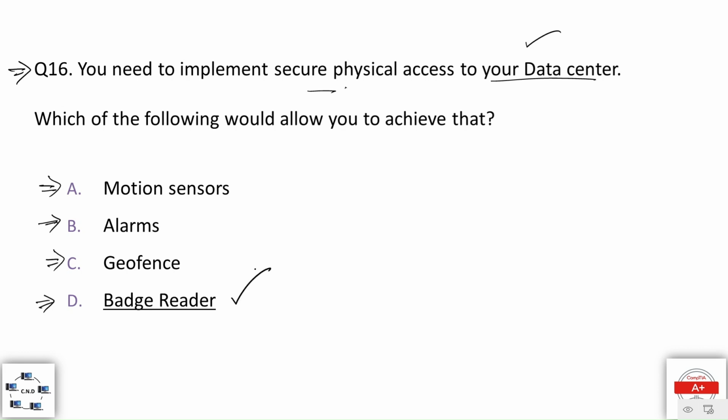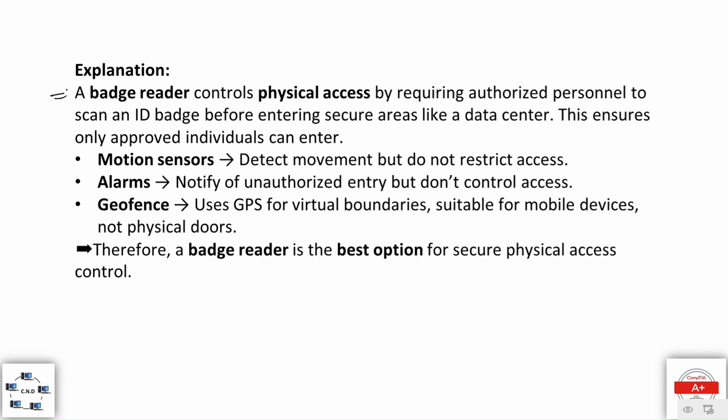badge reader. So all those employees or users that have the badge can securely access the facility, and the user without the required badge would not be able to enter the facility. And the explanation is, so a badge reader controls physical access by requiring authorized personnel to scan an ID badge before entering the secure areas like a data center. This ensures only approved individuals can enter.